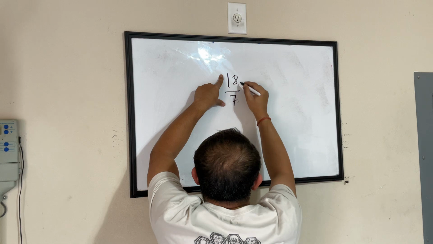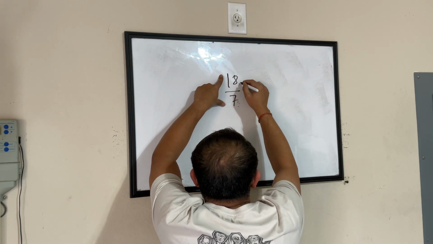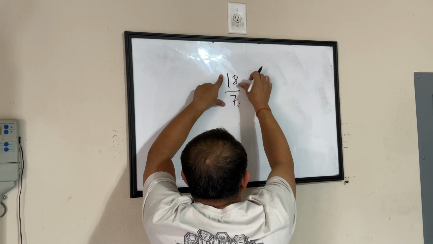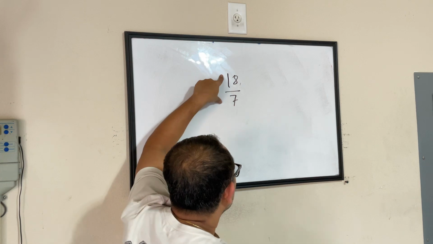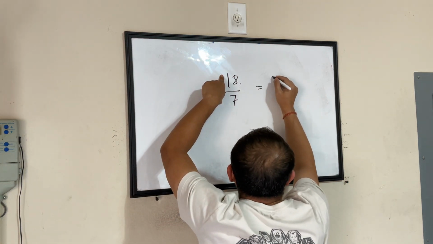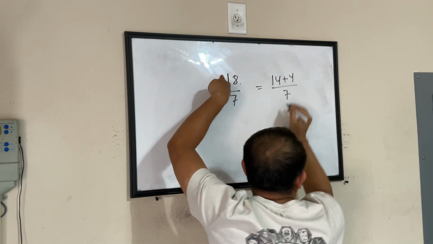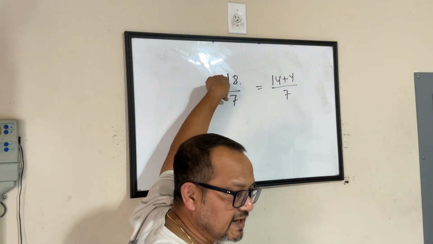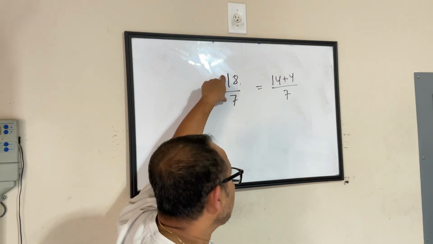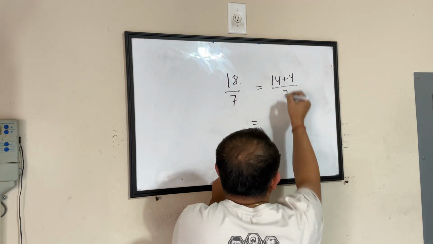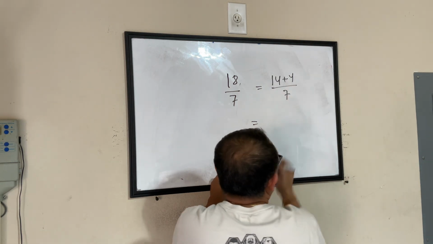Now, how far can I go? 7 1s are 7, 7 2s are 14, 7 3s are 21. So I have to stop before 21. So I can go to 14. I see 14 here. So that means, can I say 18 by 7 is 14 plus 4 by 7? Can I do that? Yes, you can. And that would mean 14 by 7 plus 4 by 7.